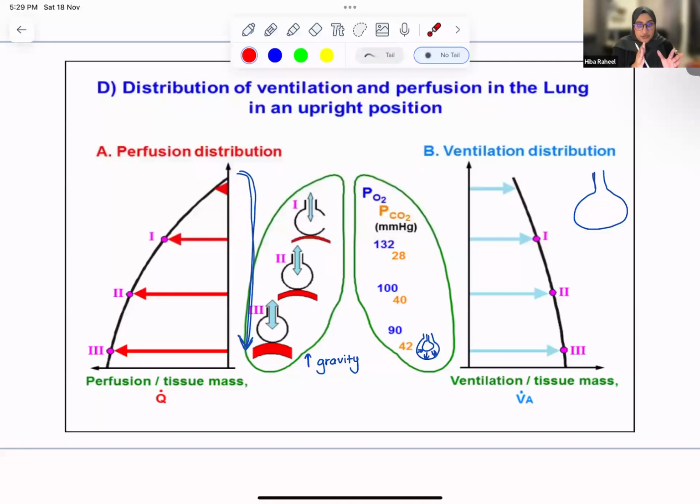So we understood this. I'm gonna recap quickly. Perfusion is more at the base of the lung, and perfusion and ventilation are both higher at the base of the lung as compared to the apex. Now let's talk about the VQ ratio. What is the VQ ratio? The VQ ratio is important for gas exchange. It is the ratio of ventilation to perfusion.